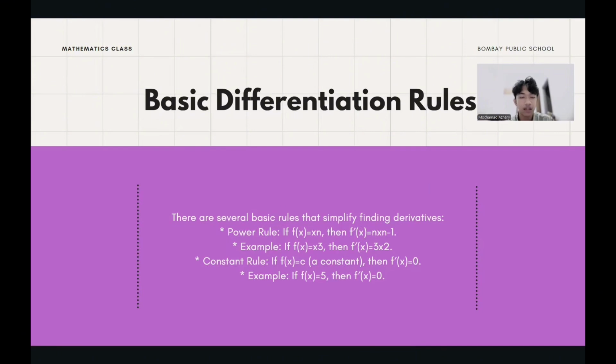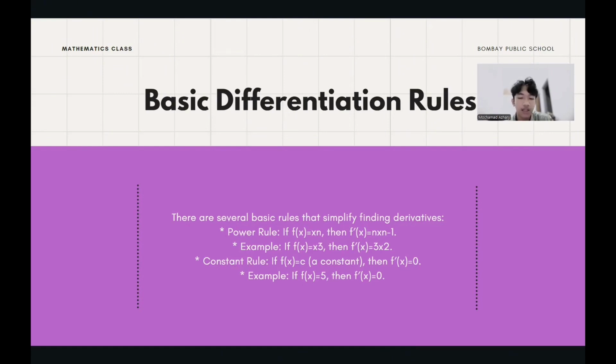Next, basic differentiation rules. There are several basic rules that simplify finding derivatives. First, the power rule. If f(x) = x^n, then f'(x) = n times x to the power of n - 1. Example: if f(x) = x cubed, then f'(x) = 3x squared.